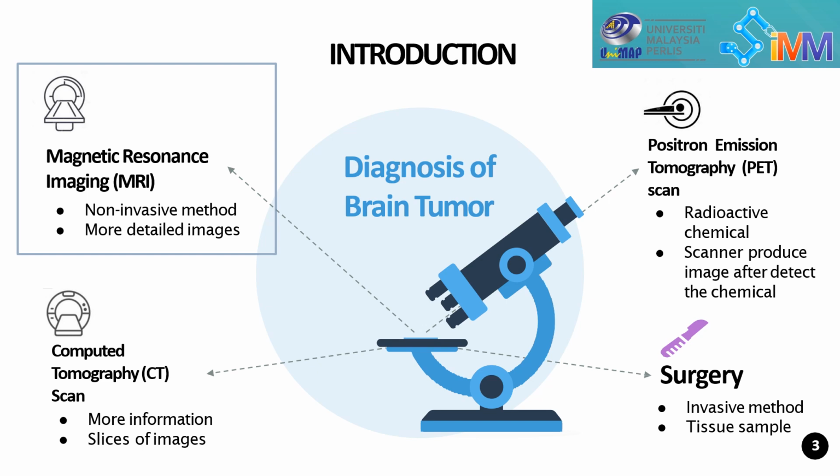Another medical imaging method is positron emission tomography, or the PET scan. It requires a radioactive chemical. The scanner will produce an image after it detects the chemical. And another method is surgery. Surgery is an invasive method. It requires a tissue sample to diagnose the brain tumor.